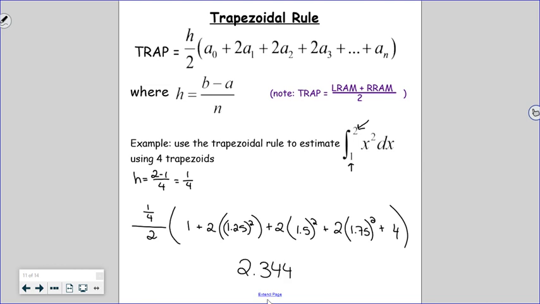2.344. And you guys agreed? Perfect. Okay. Any questions for me on trapezoid rule?